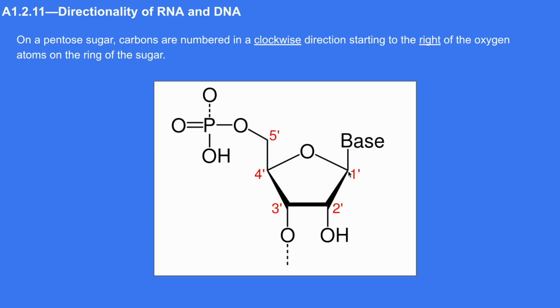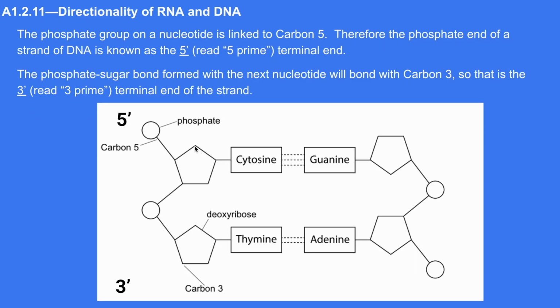So we're gonna call this carbon 1. This is carbon 2, 3, 4, and then there's a carbon 5 right here that's then bonded to this phosphate group. So we're just gonna count our carbons clockwise from this oxygen. So this is an oxygen here, and there's carbon 1, carbon 2, carbon 3, carbon 4, and then carbon 5 is here attached to this phosphate.